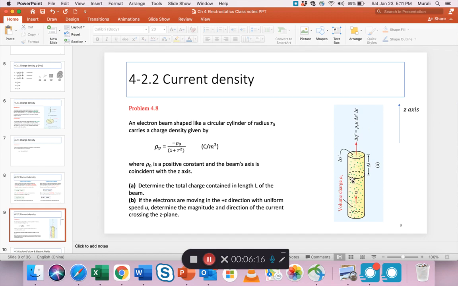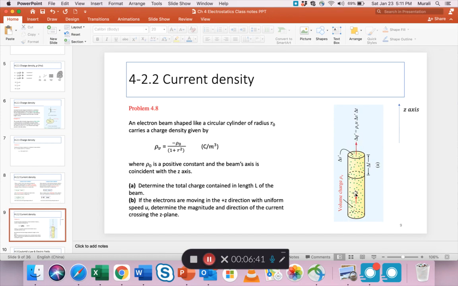So I showed it like this because this is the z-axis, which is in the middle there. There's also a speed at which the electrons are moving in this direction, u, but that's part B of the problem. All we know is that rho 0 on the top is a positive constant. So determine the total charge contained in length L of the beam.